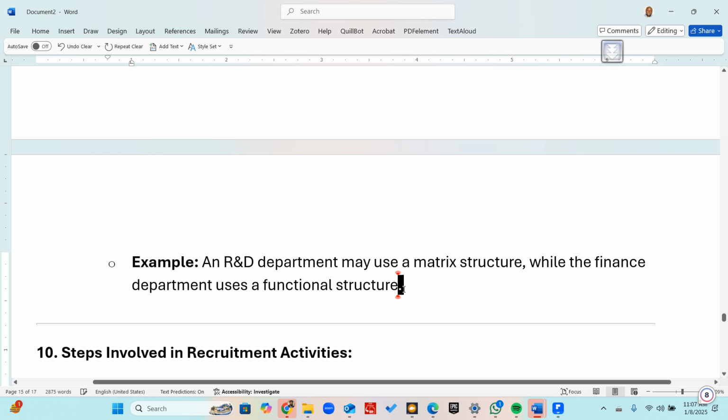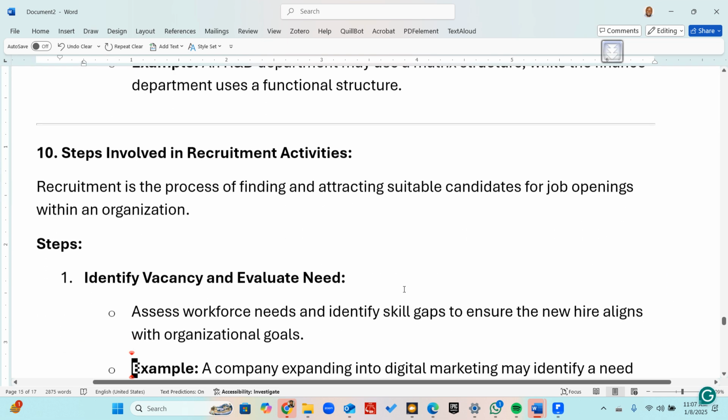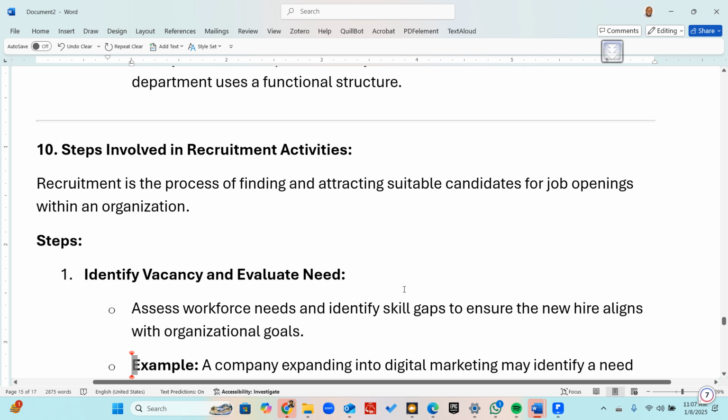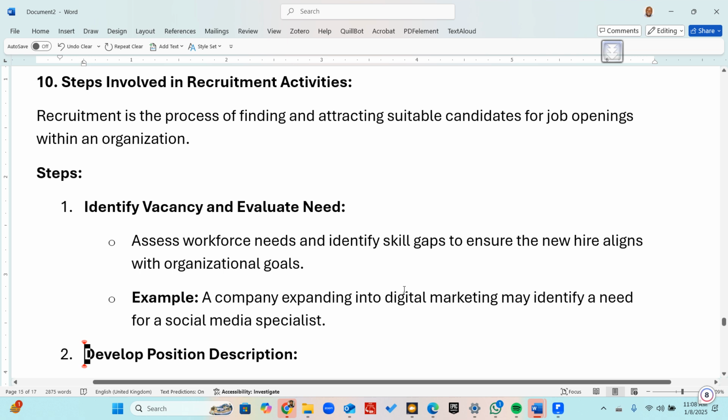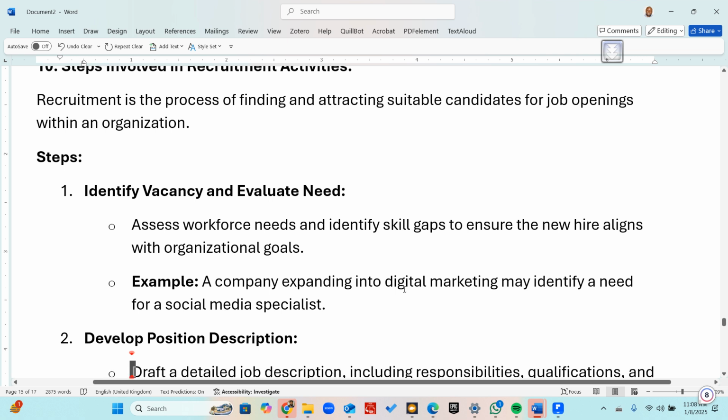So we move to question 10: steps involved in recruitment activities. These are the steps involved in finding suitable staff for a job opening in an organization. First, you identify and evaluate the need, that is, identify the vacancy. Assess the workforce need, identify the skill gap, and ensure the new hires align with the organizational goal. A company expanding into digital marketing may identify the need for a social media expert.